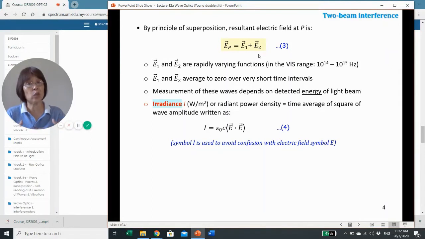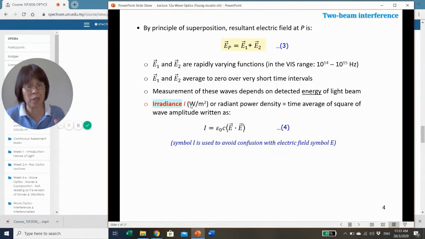Now, for E1 and E2, if we talk about the visible range, about 400 to about 750 nanometers, the electric field varies at a frequency of about 10 to the power 14 to 10 to the power 15 hertz. That's very fast. If you average it over time, over very short intervals, it gives you 0 because of the cosine function. So the measurement of these waves depends on the detected energy of the light beam.